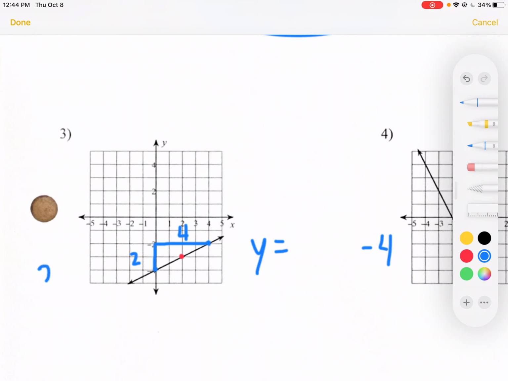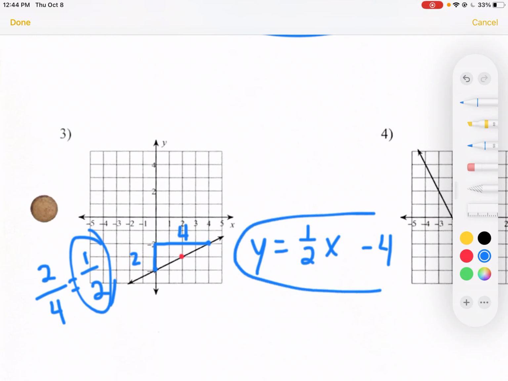So a slope of 2 over 4 reduces to 1/2. And if I'd used that red dot, I would have gone up 1 and I would have ran over 2, and that's what that slope ended up being. So that makes sense, right? Sometimes we have more than one spot we could use, and so you just need to pick one and then make sure you reduce your slope. Okay, so we're looking at that for number 3.